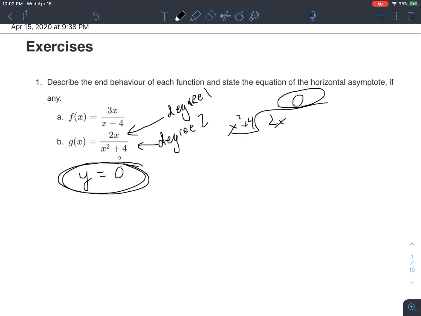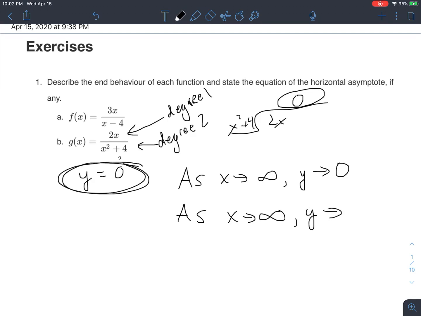Okay, so describe the end behavior of each function and state the equation of the horizontal asymptote, if any. So the end behavior is as x approaches infinity, y approaches 0. I'm still going to have to say from the top or the bottom, but as x approaches negative infinity, y approaches 0. And the horizontal asymptote is at y equals 0.